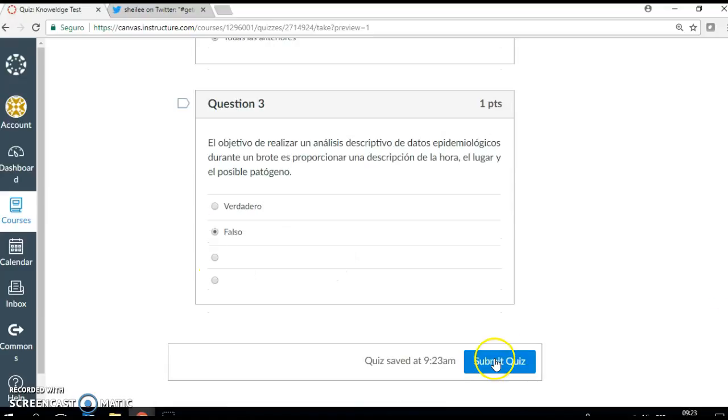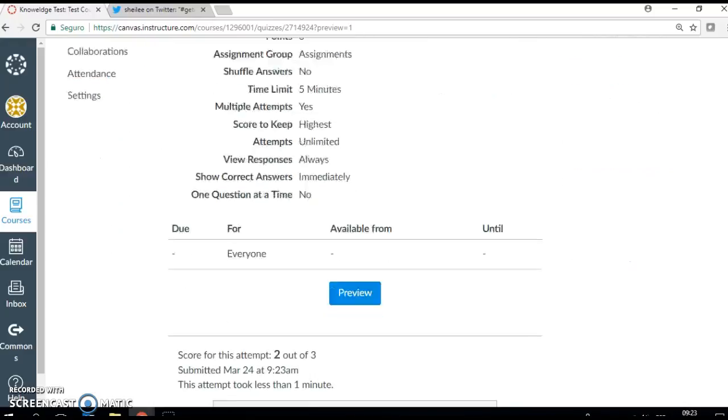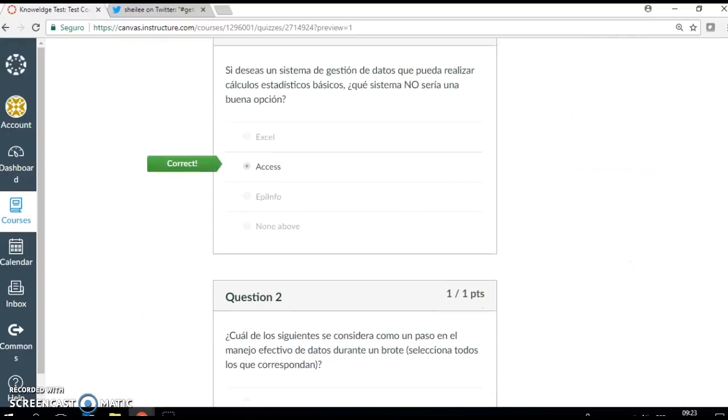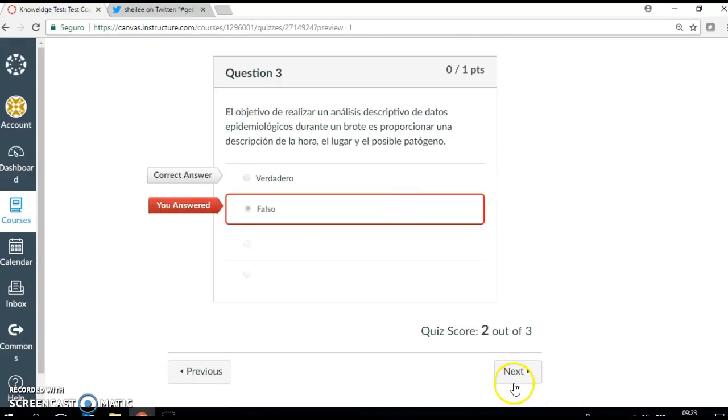When they finish, they submit the quiz. And I put the tool so that they can know what was wrong and what was correct. Here is a wrong answer.